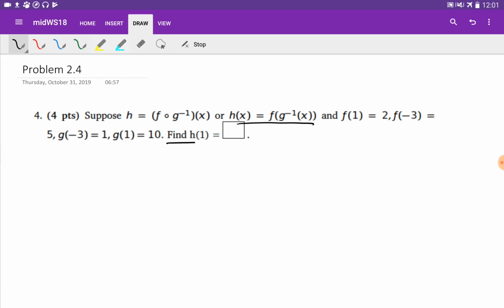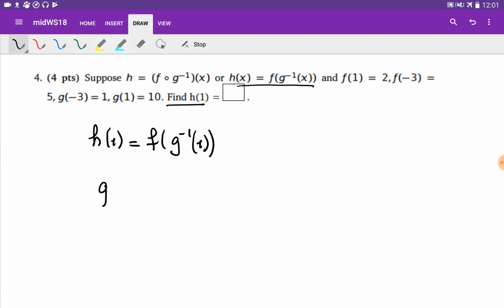So we need to find h of 1. So h of 1 is going to be f of g inverse at 1, right? So what does it mean? The g inverse at 1 is x. Let's assume that this is x, which I don't know, but at the same time I know that g of x should be equal to 1.